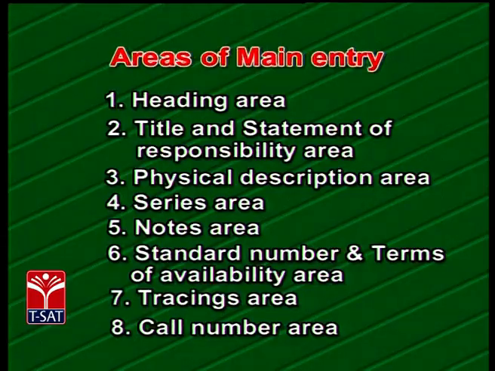And after having a discussion about the parts of an entry, now we can see what are the areas of the main entry according to AACR 2. The main entry of AACR 2 is normally categorized into 8 areas. First area is the heading area and the second area is the title and statement of responsibility area. Third area is physical description. Fourth area is series and fifth area is notes. Sixth one is standard number and terms of availability area, and the seventh one is the tracings area, and the last area is the call number area.